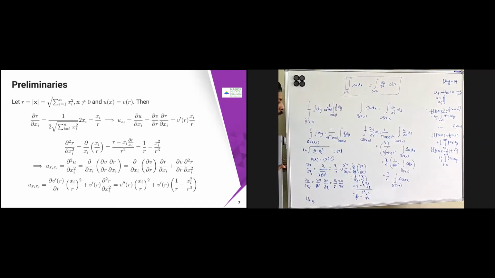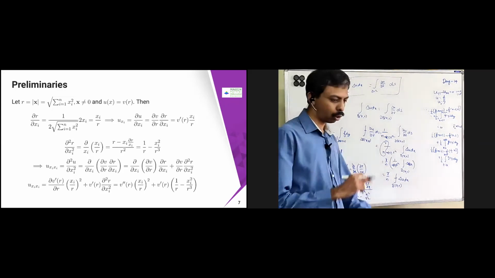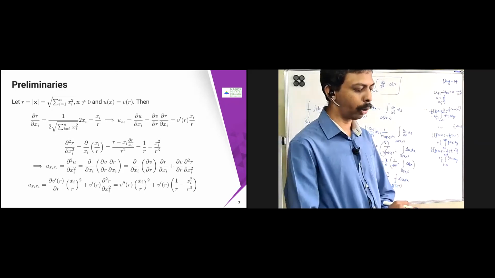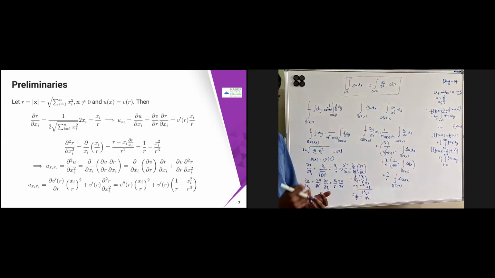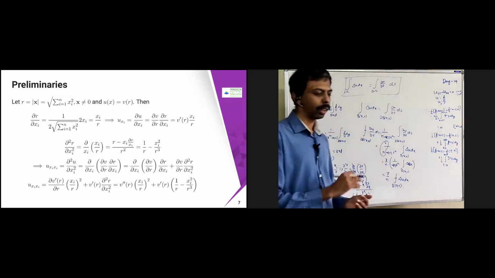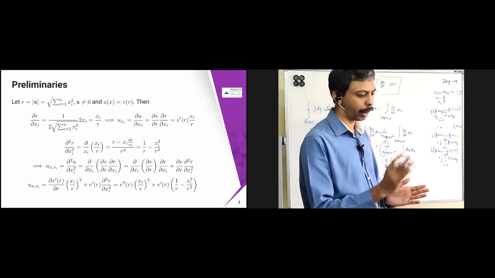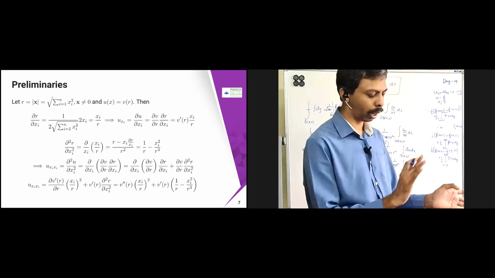Okay, that is nothing but ∂²/∂xi². So in that case, what you will see is that you have to do the same kind of work. ∂²/∂xi² is nothing but ∂/∂xi of (∂v/∂r · ∂r/∂xi), which equals ∂/∂xi of ∂v/∂r, then times, so two terms.